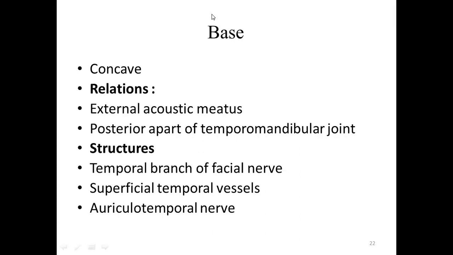Here you can palpate even the superficial temporal pulse. The superficial temporal pulse is just in front of the tragus against the back of the mandible. If you keep the finger there, you can feel the pulsations. This is about the superficial temporal pulse. Then the auriculotemporal nerve is also located there, just in front of the tragus.